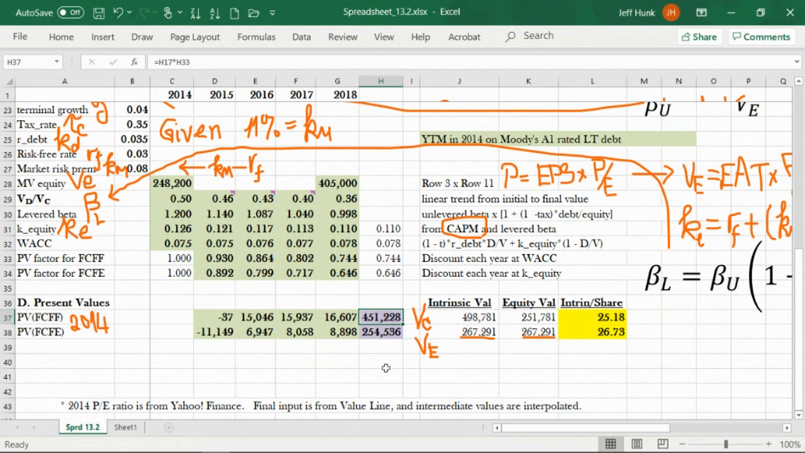And then finally here, we have the present value of free cash flows, right, as of the end of 2014. Everything is as of end of 2014. And then free cash flow to the equity holders and so on. All right, so that's how we got to the intrinsic value per share through a free cash flow model.